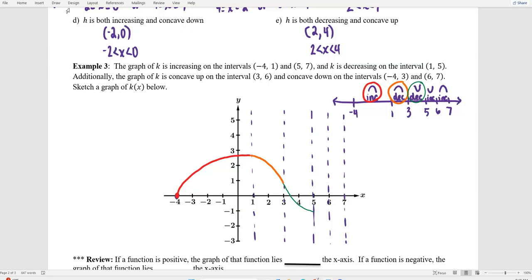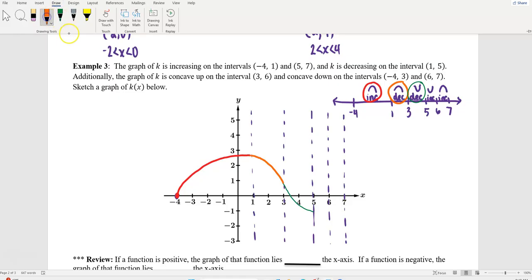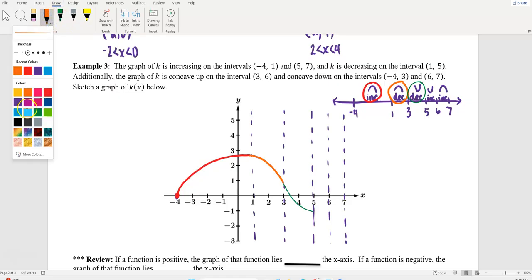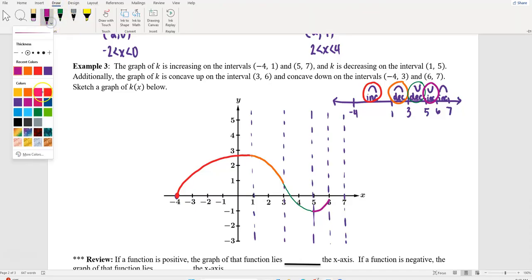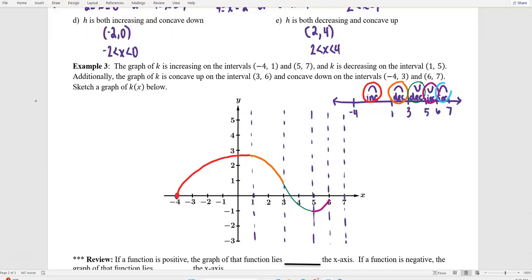Then I need to switch to increasing concave up. So I'm going to pick a different color here. What have I not used? There's a pretty one. So increasing concave up. Looks something like that. And then from 6 to 7, increasing concave down. So going up, but curving down. Something like that. There. Now, your graph could look a lot different based on how high or low you want to go, but you're going to have those same features.